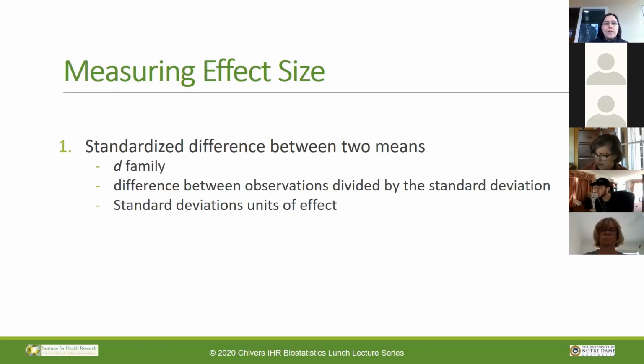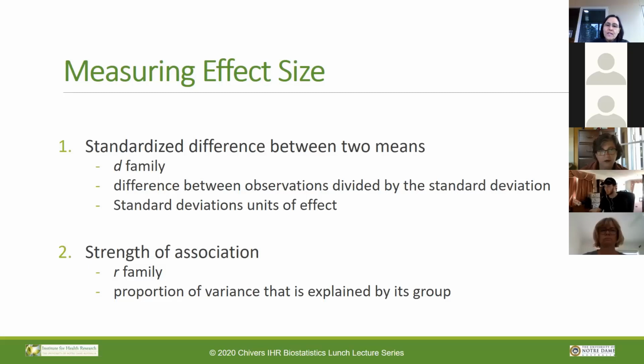So just going back to the standardized difference between two means, it is represented by Cohen's D, as I've been saying, the D family. So it's a group of standardized differences. And it's the difference between the observations divided by the standard deviation. So we're looking at standard deviation units of effect.